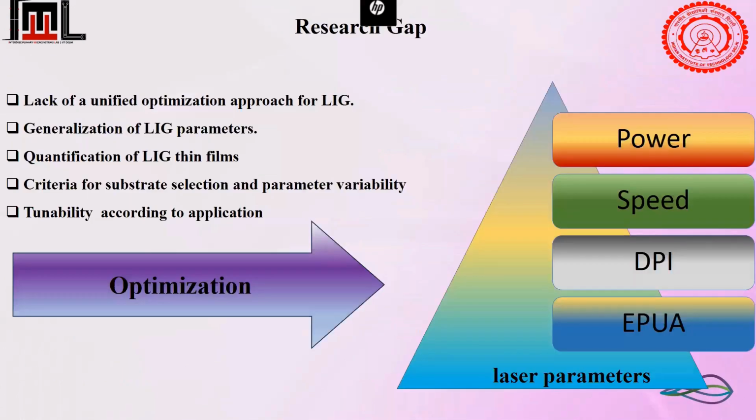And so this is a research gap. There is a lack of a unified optimization approach for the creation of laser-induced graphene. If there are different applications, like someone wants to create a gas sensor, what should be the porosity of the graphene? Should it be high, low, highly conductive, or highly resistive? Those things need to be quantified. These are the main parameters that we will talk about.